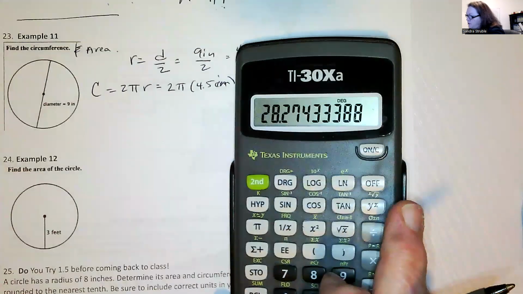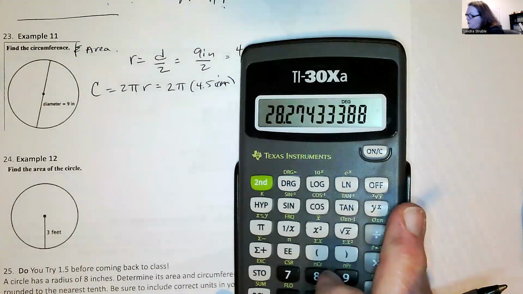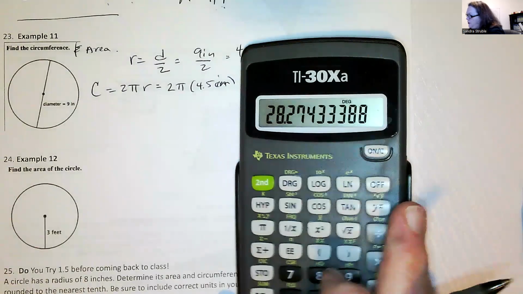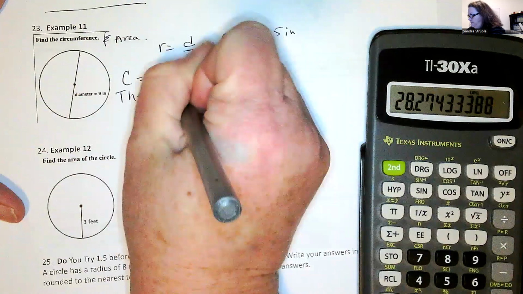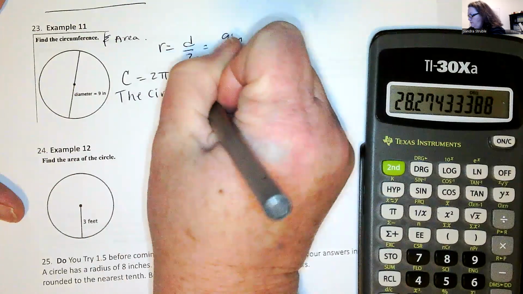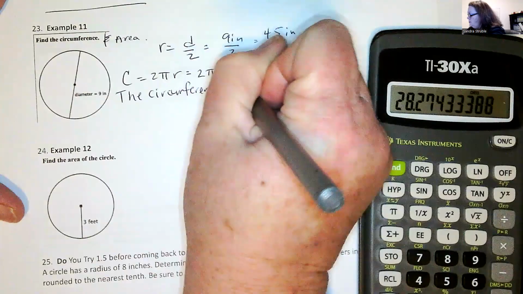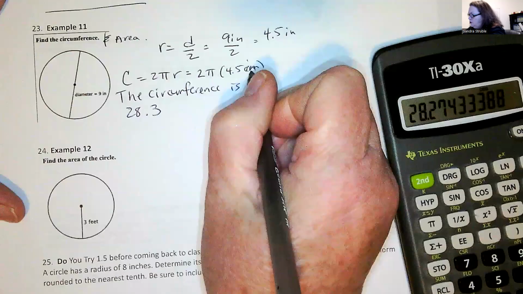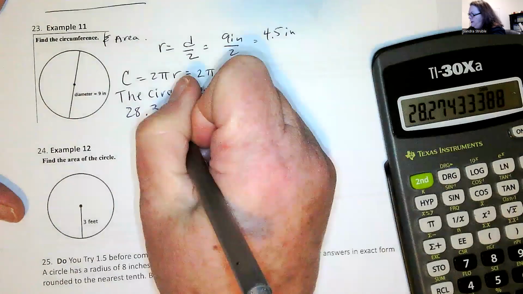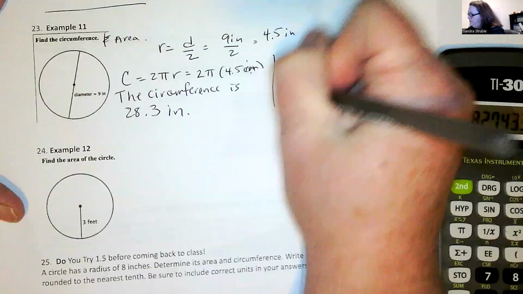So the circumference of the circle is 28 point, we'll round to the tenth place, 28.3. The circumference is 28.3 inches. Okay, let's find the area.